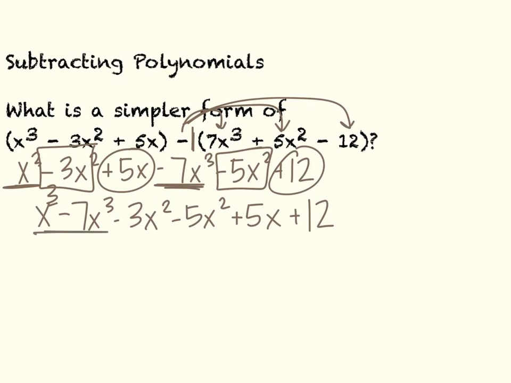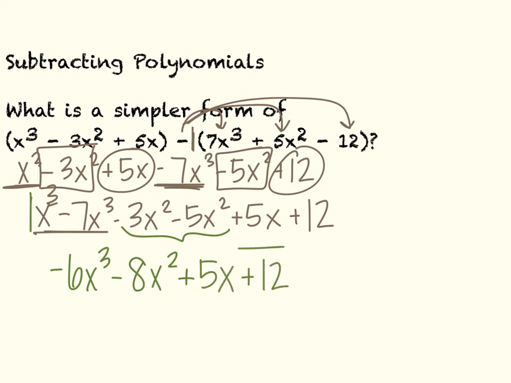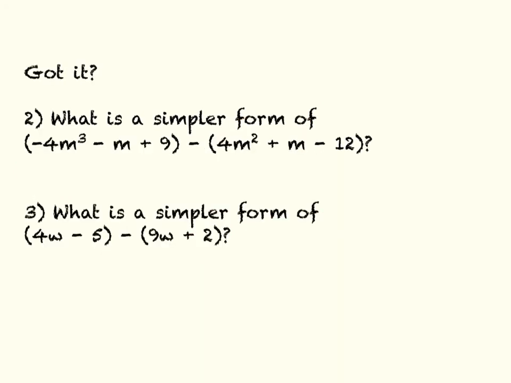And then you combine everything that you can. Okay, so this is going to be negative 6x to the third, because it's 1 minus 7, so it's negative 6, minus 8x squared plus 5x plus 12. Okay, and that's it. You're done. Now let's do these two guided questions. Don't forget to distribute your negative all the way across the second set of parentheses, which means to change everybody's sign. Pause the video, finish your guided questions, catch up with me on the next slide.